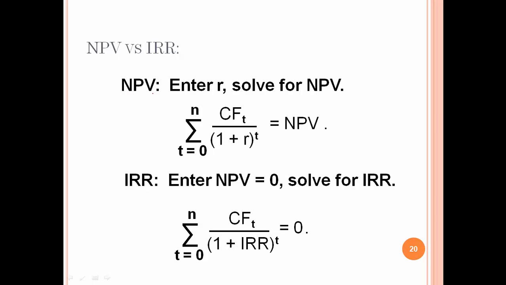To calculate NPV, remember we enter a discount rate and we calculate the total present value. The result is the NPV. Now for IRR, we want this NPV to be zero and solve for the discount rate that makes the NPV zero, and this discount rate is the IRR result we are looking for.